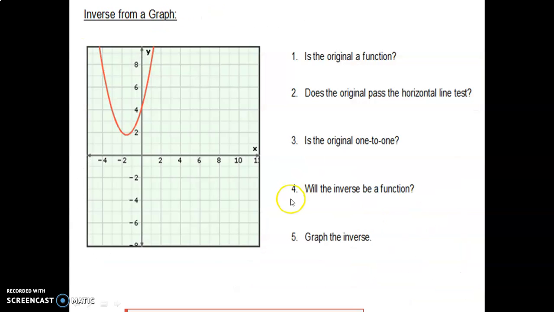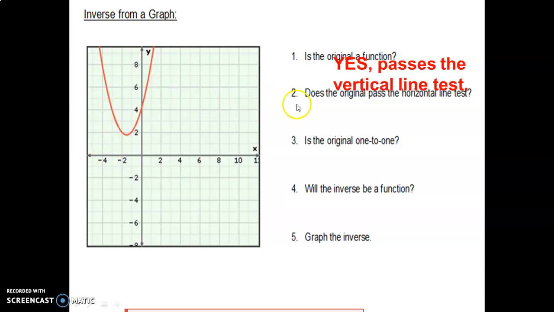Great. Now, when we have a parabola like this, is the original a function? Think of the vertical line test. Yes, it is. It passes the vertical line test. Each input, one output. Does the original pass the horizontal line test? What is this horizontal line test? Well, imagine drawing a horizontal line, instead of a vertical line. Does that hit only once every time? No way. If you drew a horizontal line anywhere here, it would cross twice.